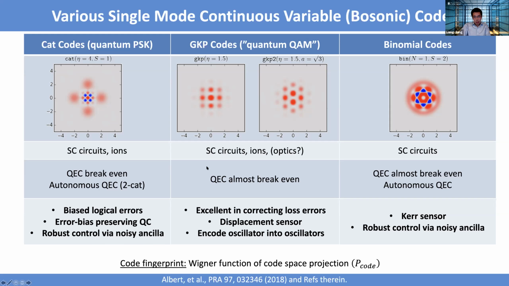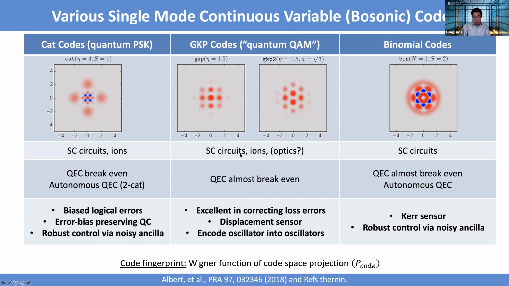So in the middle, we plot the GKP code. I showed two kinds of projections of GKP. One is for the square lattice, the other is for the hexagonal lattice. And we think that the hexagonal lattice could probably achieve slightly better performance because it's a more compact packing in the phase space.